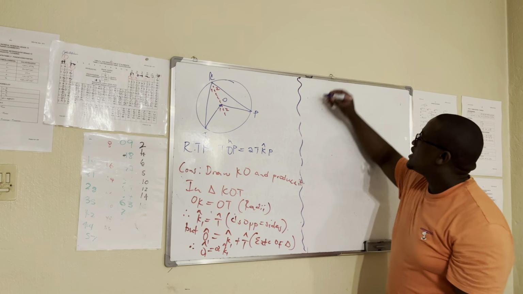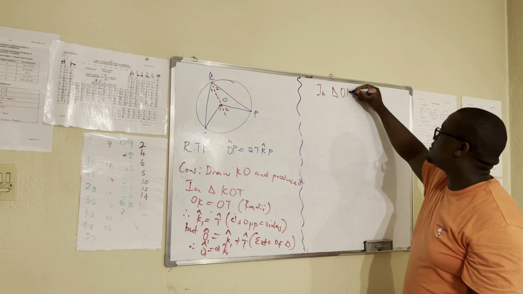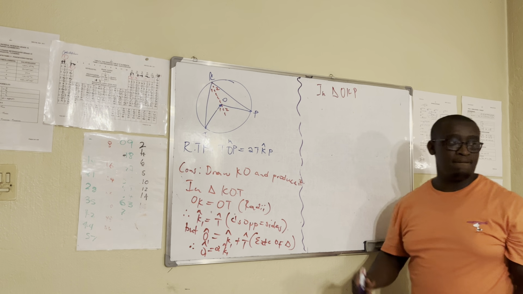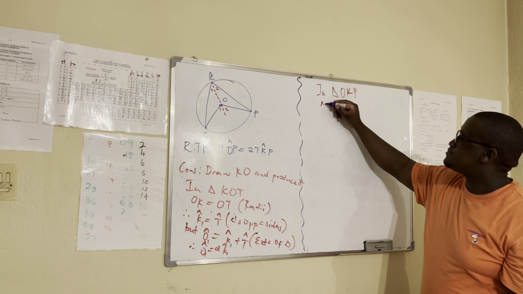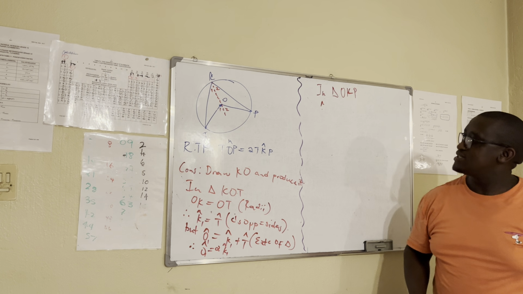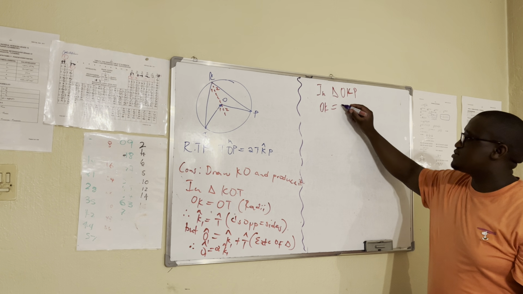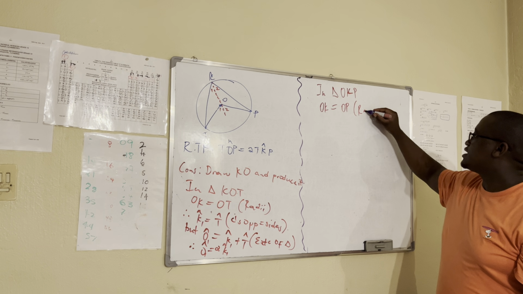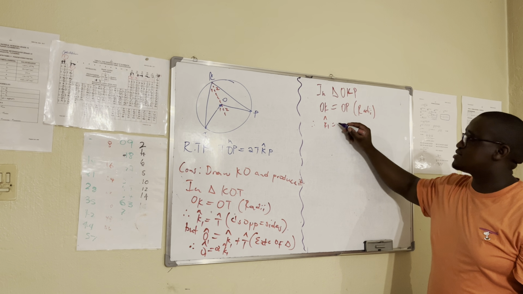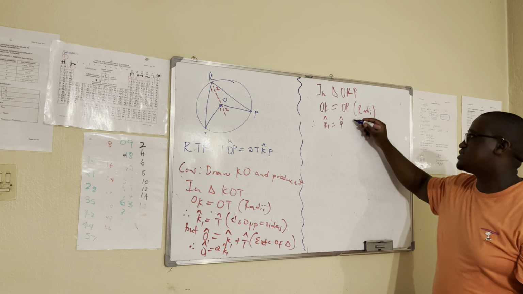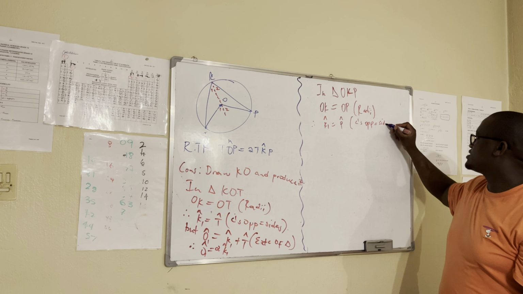In triangle OKP, let's follow the same thing. OK is equal to OP, because they are radii. So therefore angle K1 is equal to angle P, angles opposite equal sides.